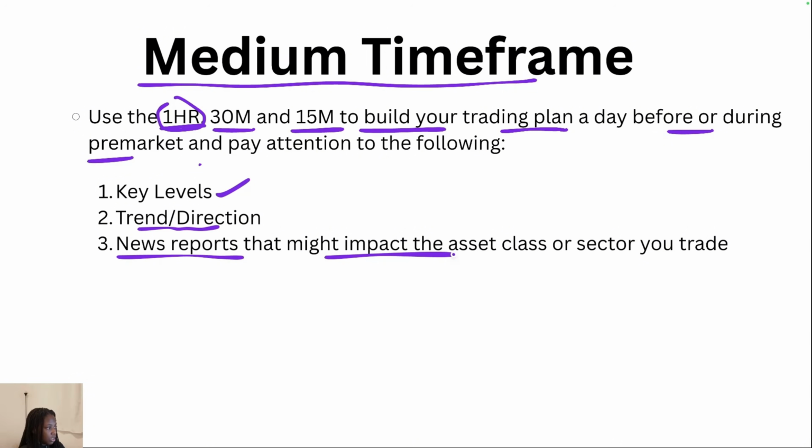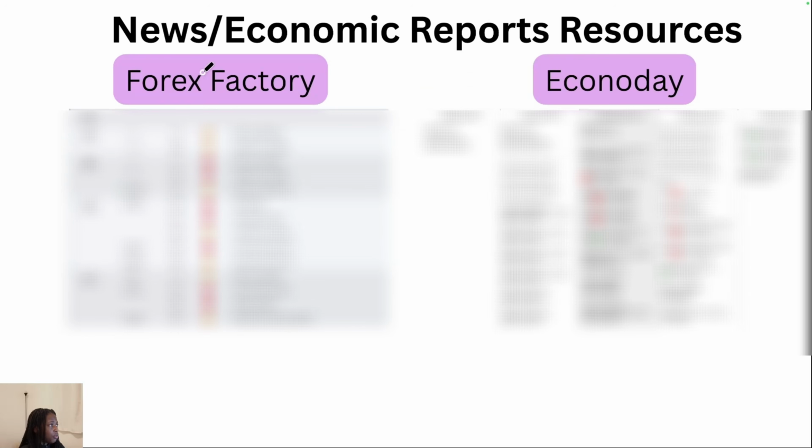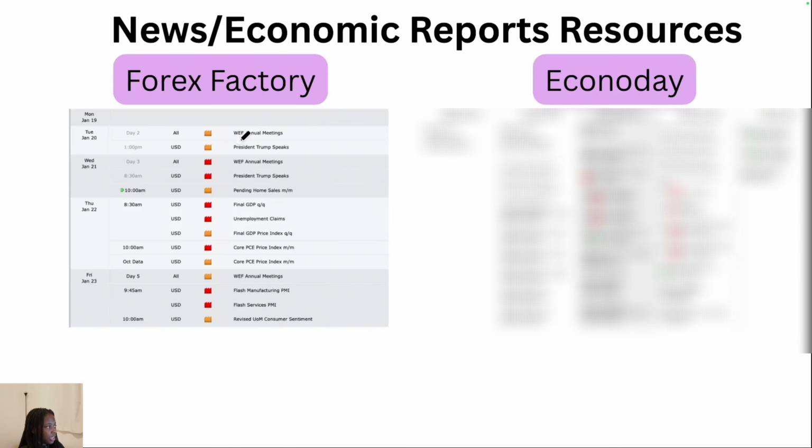Look at the news. If you have CPI, FOMC, GDP, what is going to impact the names that I'm trading, or even an earnings report can impact the names that you trade and how you trade them that week. So for news and economic report resources, you can use Forex Factory to know when, for example, Trump was speaking. You want to know when Trump is speaking for sure. Or you pay attention to the orange and red folder days.